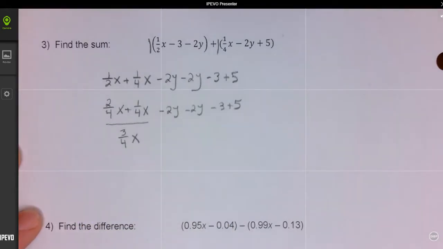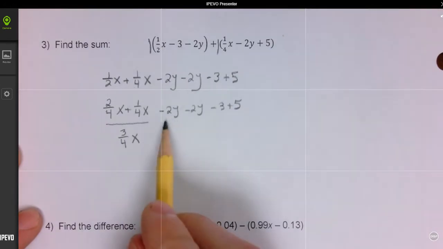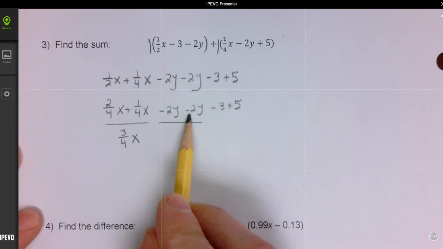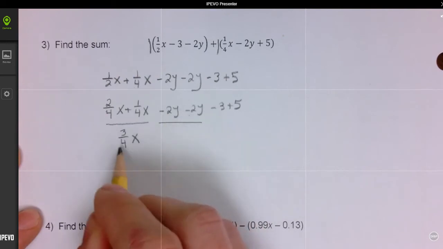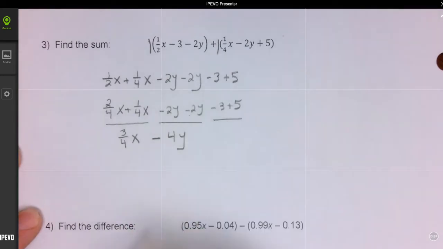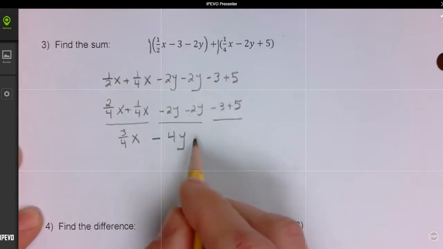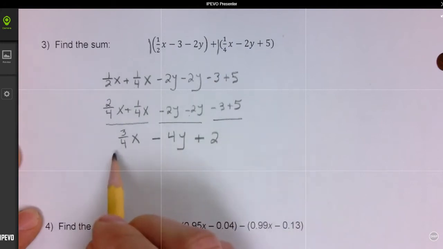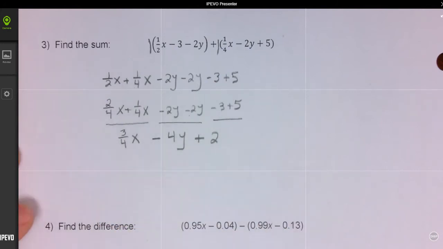Okay. Now when I go ahead and combine my y terms here, negative 2y and negative 2y, they're same signs, so I'm going to add them. That's going to give me negative 4y, so I'm going to have 3/4 x minus 4y. And then I'm going to combine my constants together, negative 3 and positive 5. They're different signs, so I'll subtract. 5 minus 3 is 2, and it's going to be positive because 5 has the bigger absolute value. So since it was a positive 2, I'm going to write plus 2. And there is our expression, 3/4 x minus 4y plus 2.